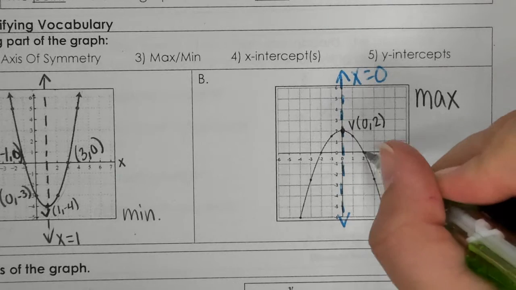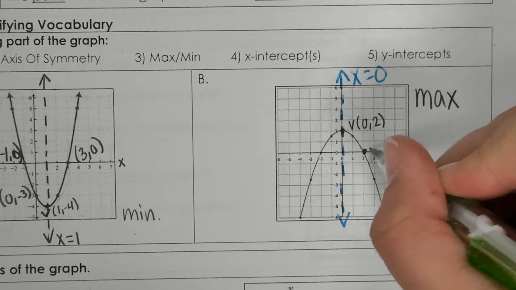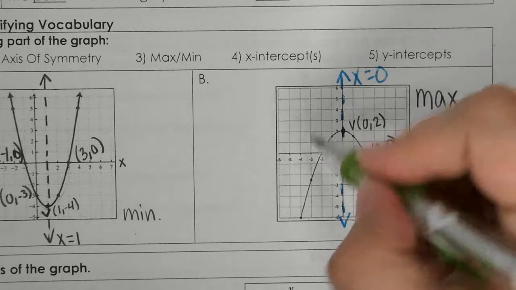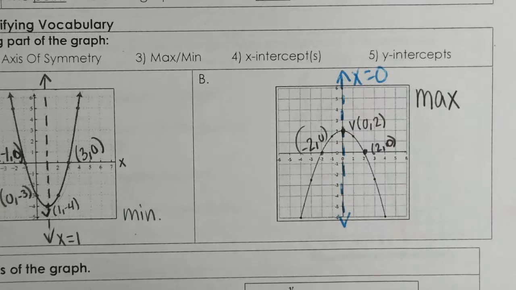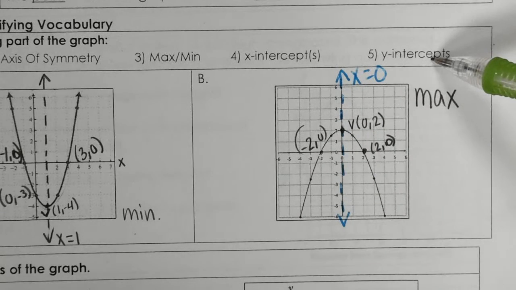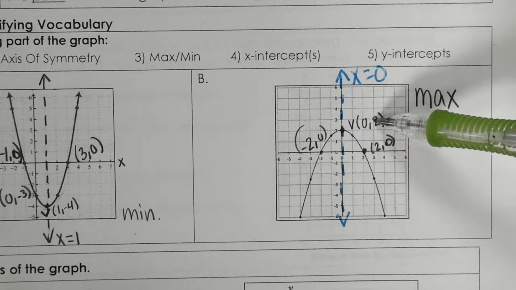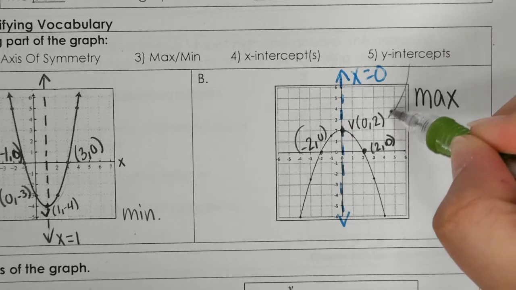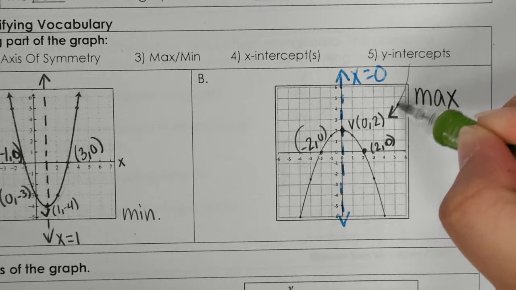The x-intercepts, where does the parabola cross the x? That would be at (2, 0) and at (-2, 0). And then where's the y-intercept? Well, the y-intercept is the same thing as the vertex in this case because it's on the vertex. So we'll just say that this is the same thing as the vertex this time.